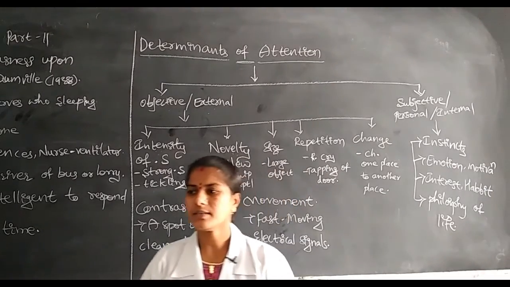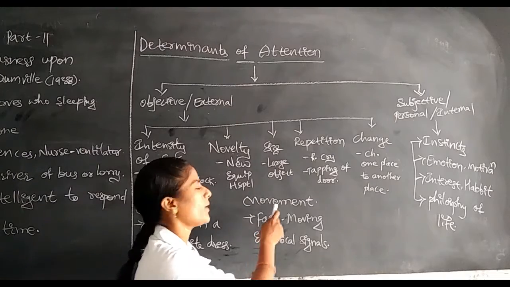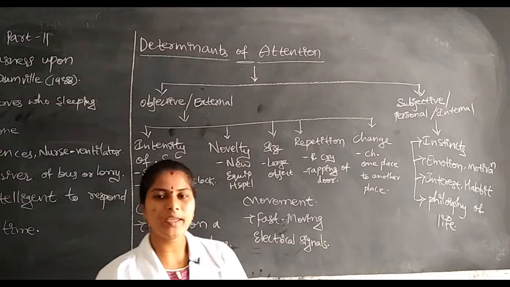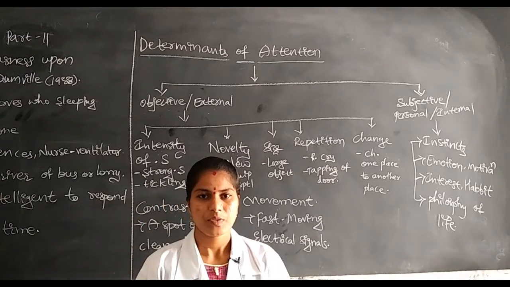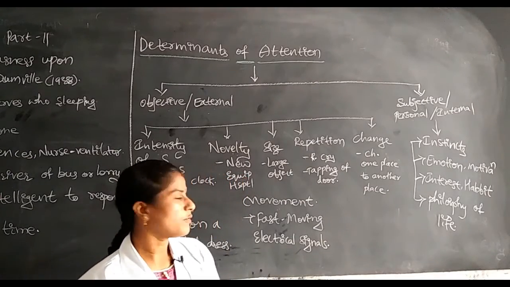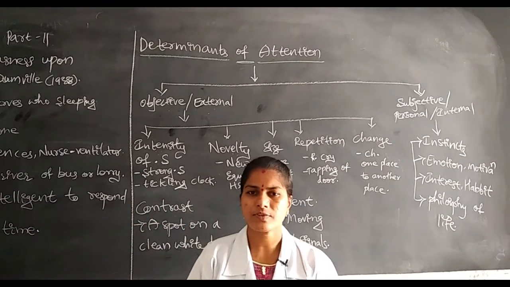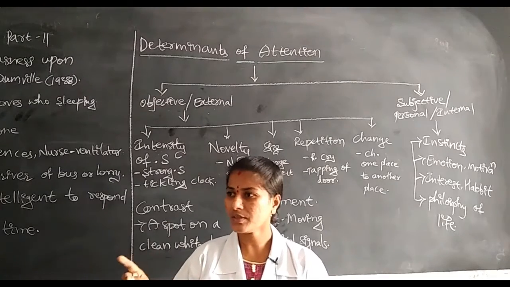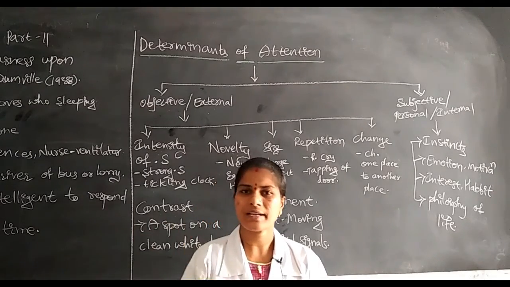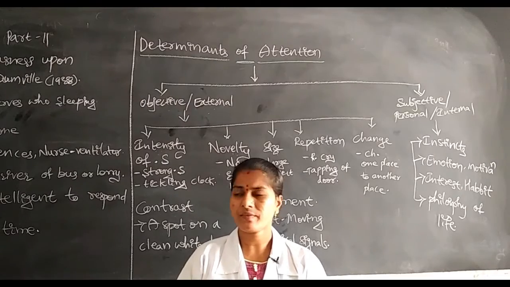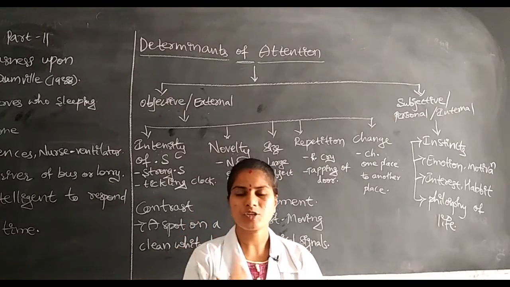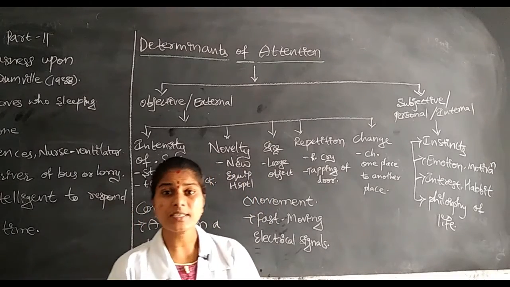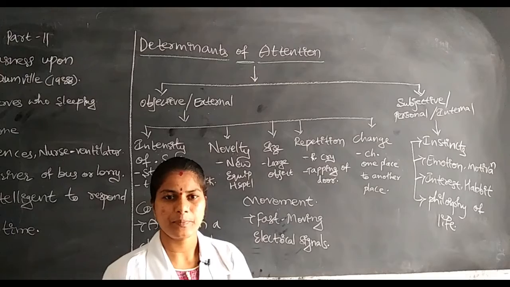Next another one is the movement. In movement, we have fast moving electrical signals. For example, when we switch on the light, immediately the light and brightness are there, or when we switch on the fan, immediately the fan starts moving. The electrical signal moves very fast.